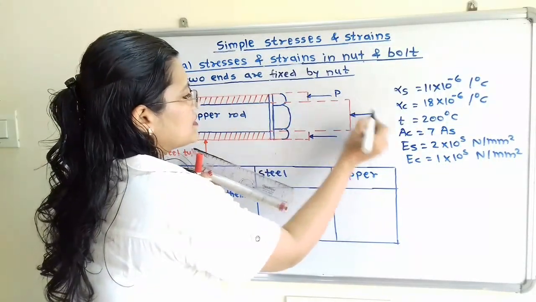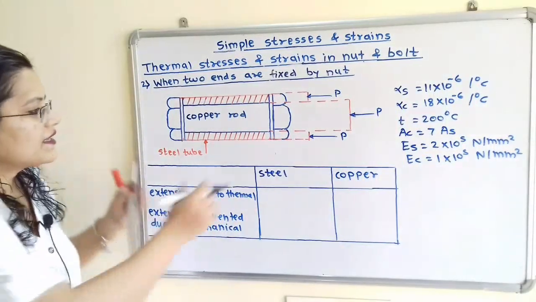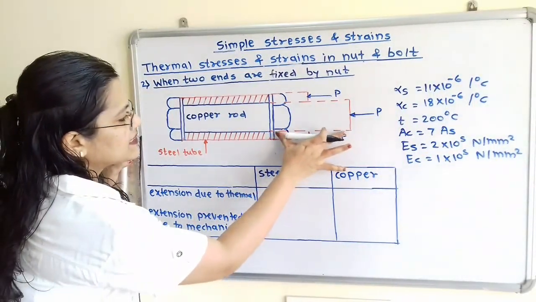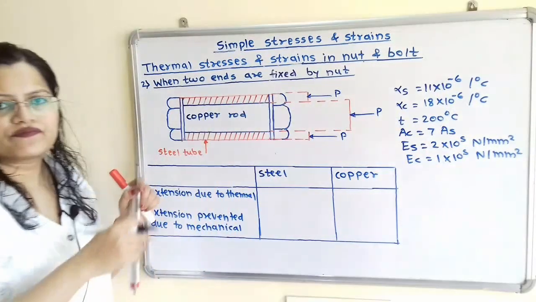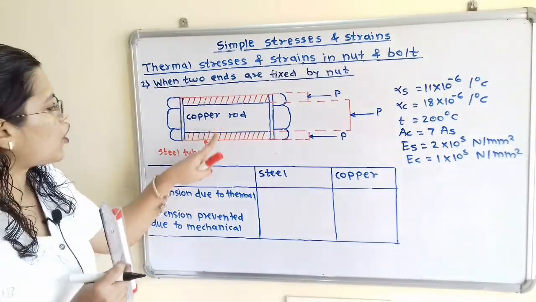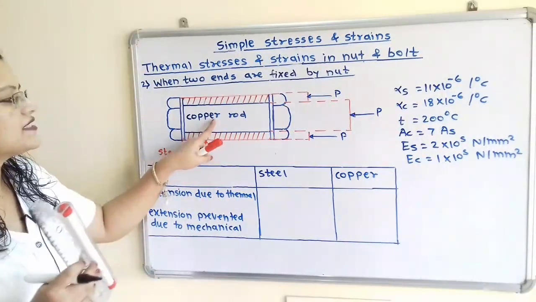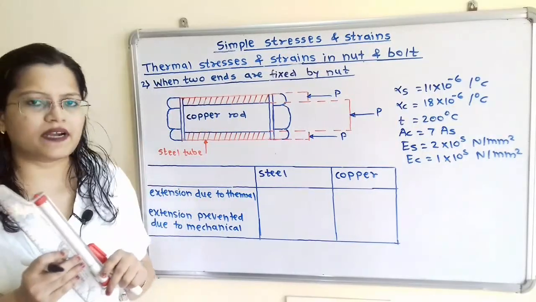And this force value is P. Now due to P, this extension is getting prevented. There is no extension taking place in the copper rod and steel tube, and that is the reason why stress is developed in these materials.